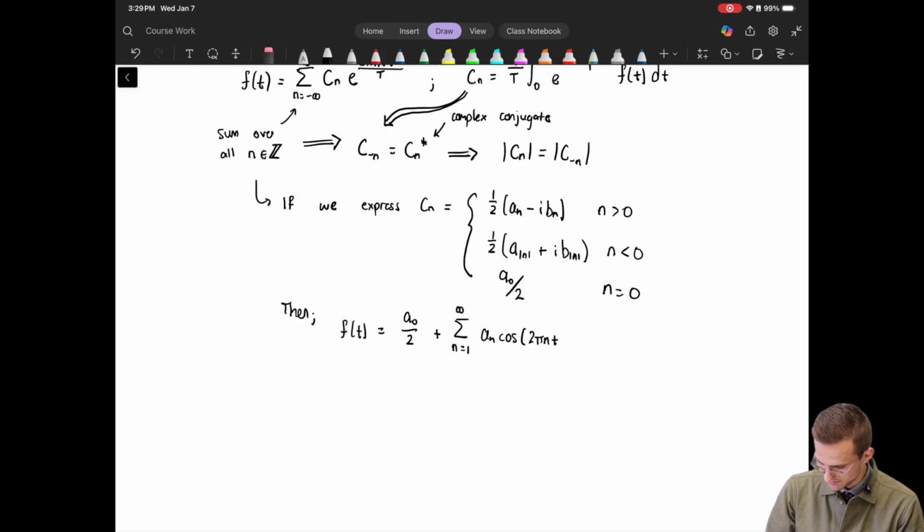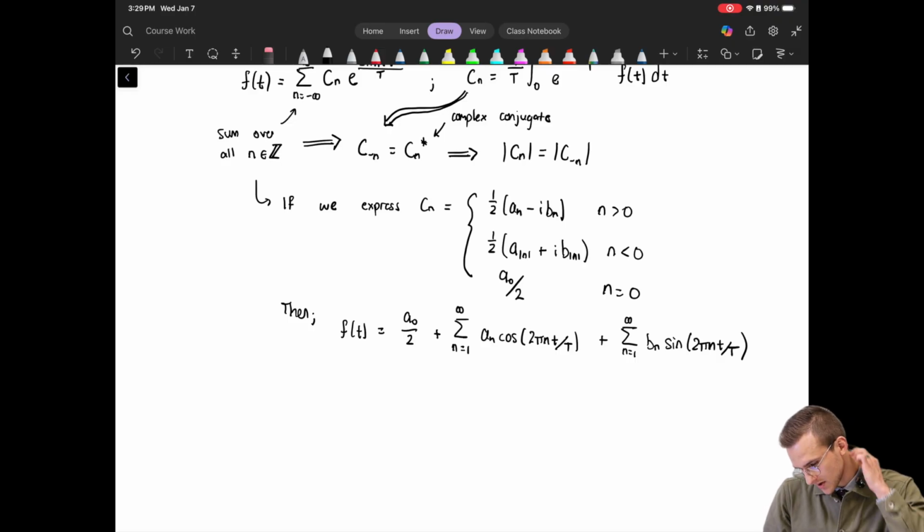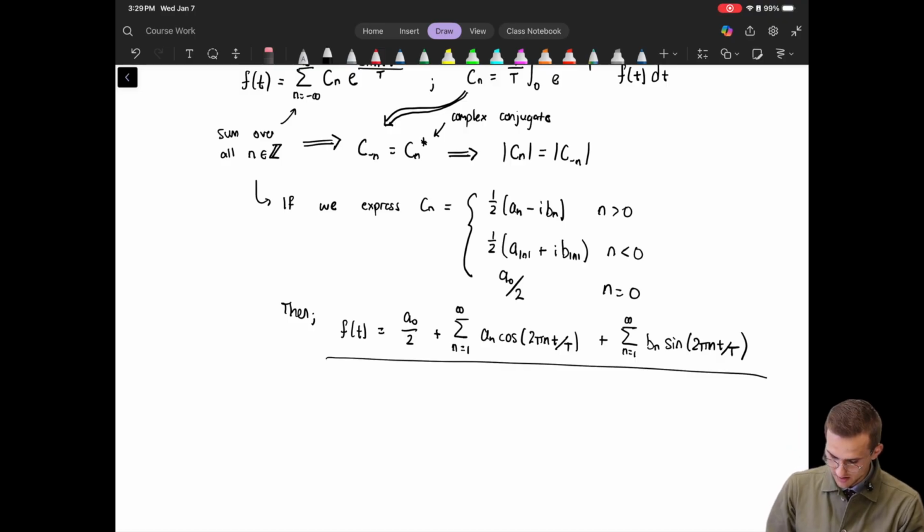I think that should be divided by T here, plus the sum over n equals 1 to infinity of b_n times sine of 2 pi n t over T. Okay, and that's the trigonometric representation, or the trig function representation, of the Fourier series.